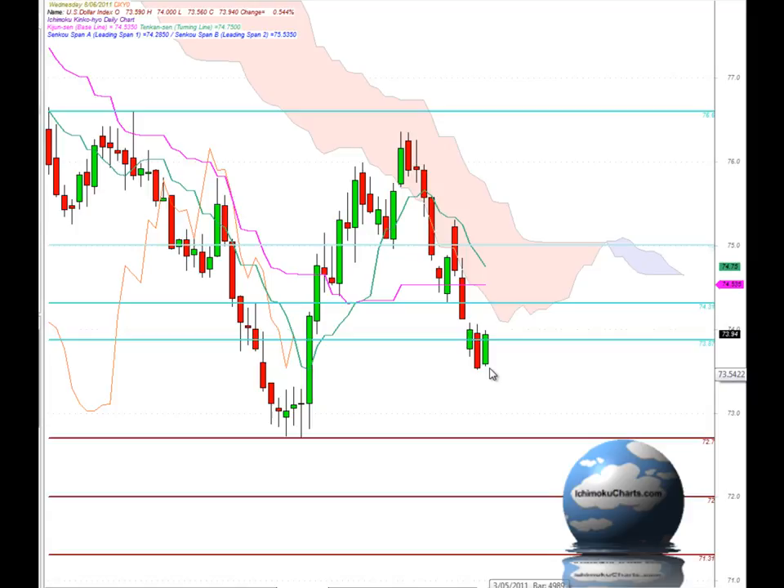It's a green-bodied candle, so we have seen a change in the short-term sentiment in the market, where we had quite a large red-bodied candle, the bears in control. Today the bulls have taken control of this market for this trading day. Now, the bulls have actually managed to close the market up towards the high.